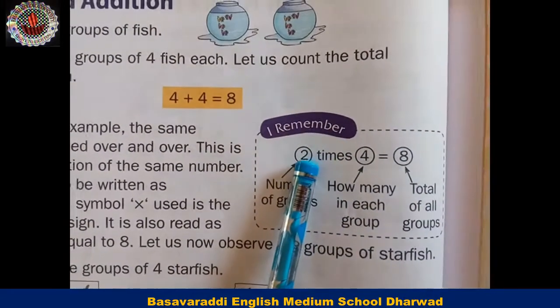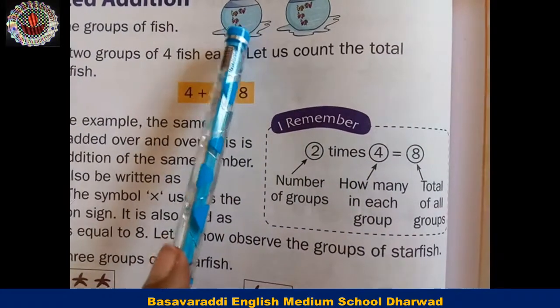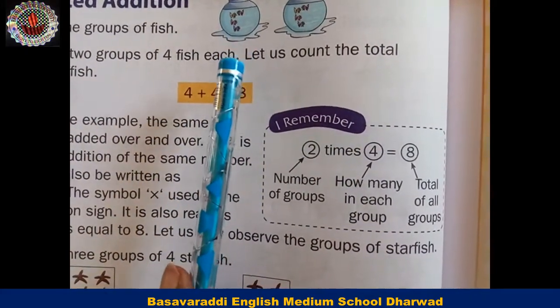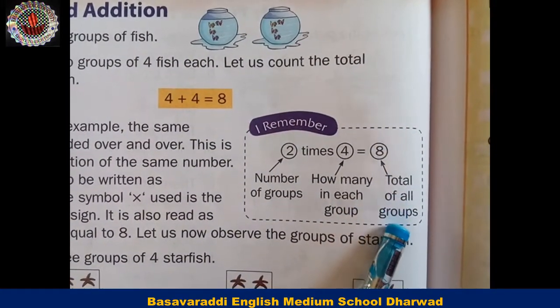See, 2, that is the number in a group. And 4, what is it? 1, 2, 3, 4. That is how many in each group. Then this is the total of all groups.